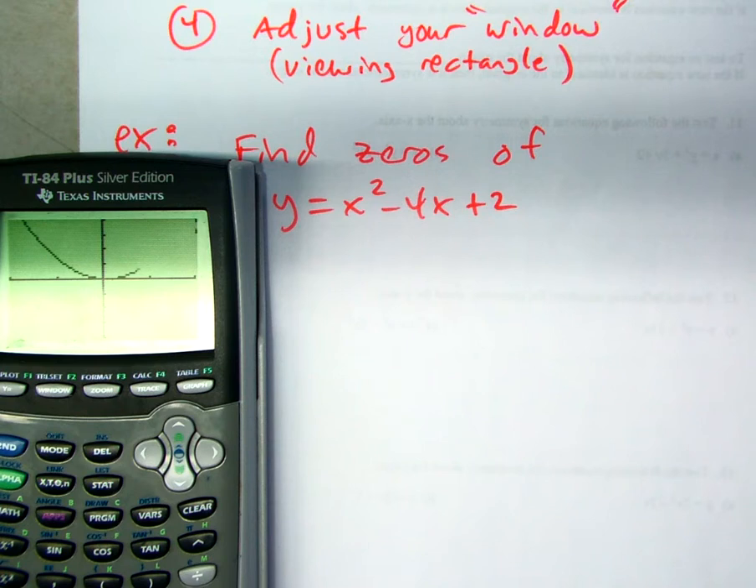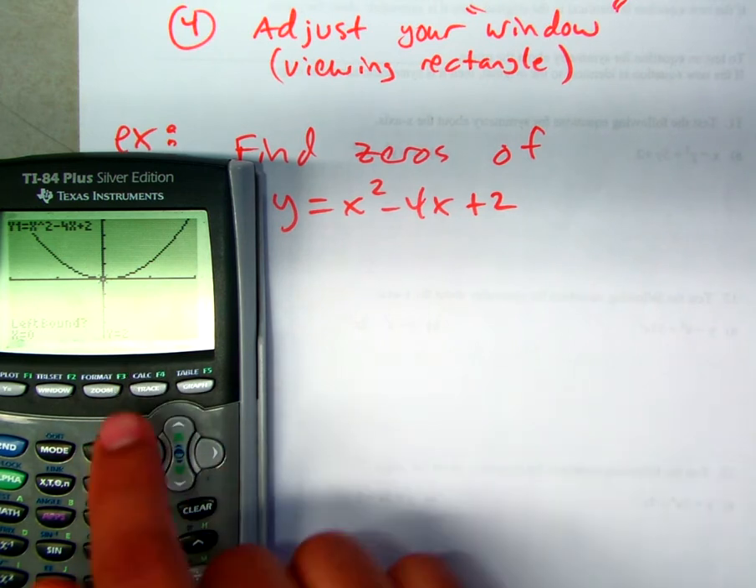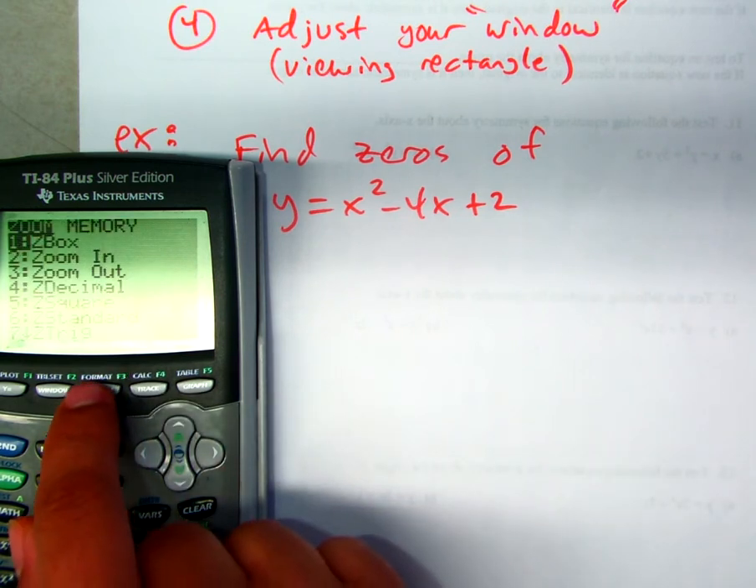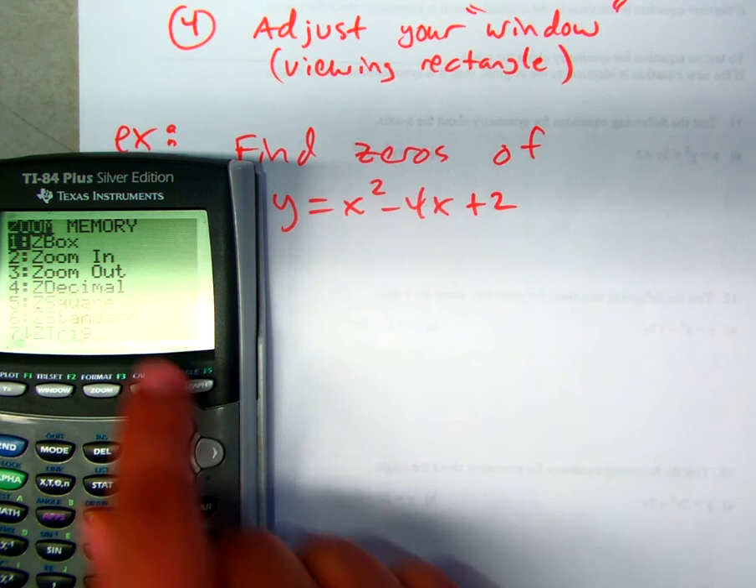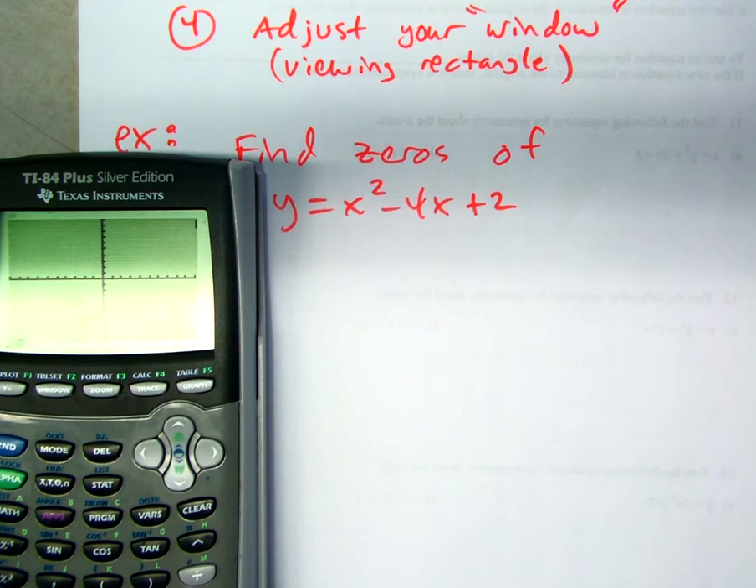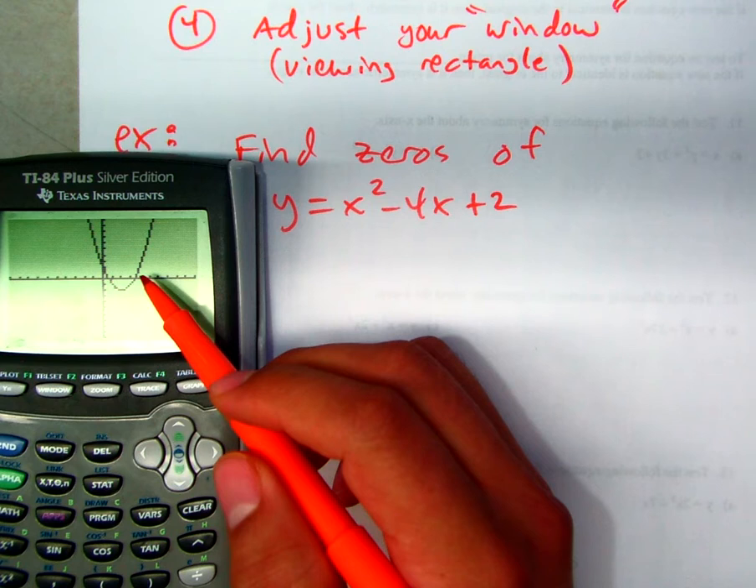And this is probably not the greatest viewing screen, so let me go to zoom. And I'm going to start with the standard viewing screen, which is zoom number 6. So that puts everything back to normal. If you've ever had a hard time getting your window to be what it usually is, that's the fastest way to reset it, is to go zoom and then number 6. Okay. How many x-intercepts are there? There's one right there, one right there.